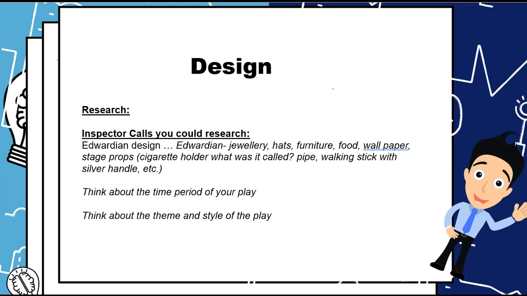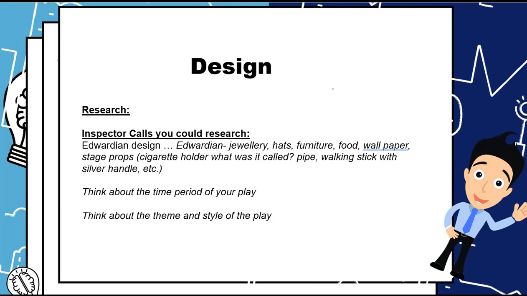But what kind of jewellery? What jewellery did the Edwardians wear? There was lots of pearls. What kind of hairstyles? The women had lots of bobs. So think about the time period of your play and think about the theme and style of the play. The time period of the play, do your research, and the theme and the style of the play.